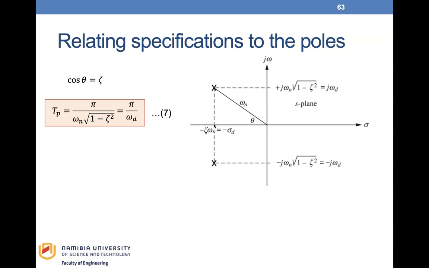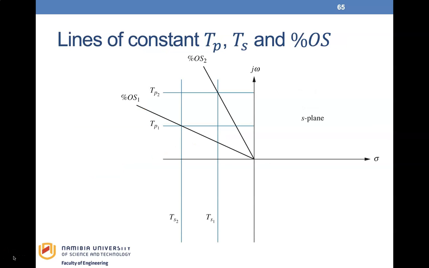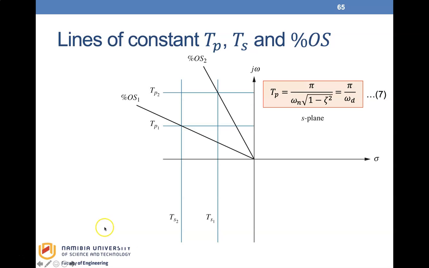The peak time is given by equation 7. From the plot, this is pi divided by the imaginary component, omega d, the damped frequency of oscillation. The settling time is given by equation 15, and it is 4 over the exponential damping frequency, which is 4 divided by the real part. Equation 7 shows that the peak time is inversely proportional to the imaginary part of the pole.